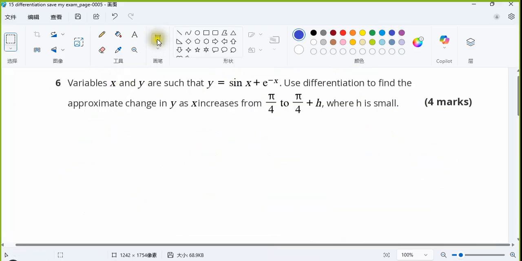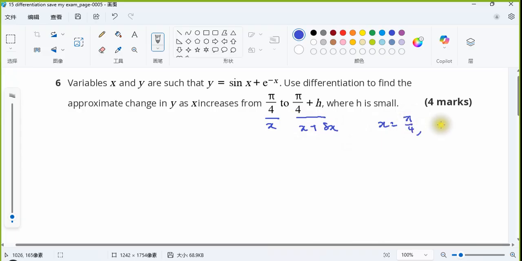Question number 6. Y equal to this. So find the differentiation. Use differentiation to find the approximate change. So this is x. This is x plus del x. So we know that x is pi over 4 and del x is h. So dy dx, differentiate of sine will be cos. And then minus e to the power negative x. Differentiate of e to the power negative x is negative e to the power negative x.